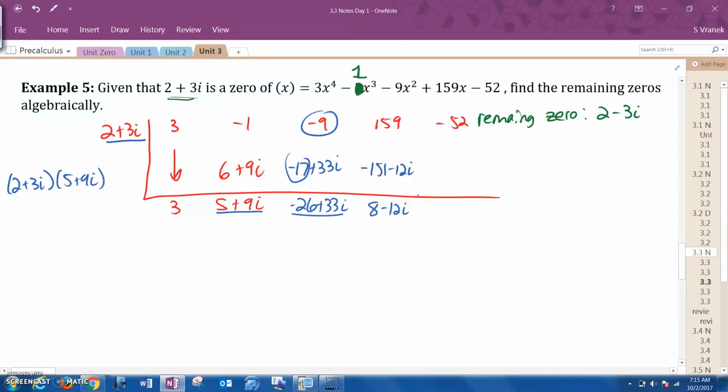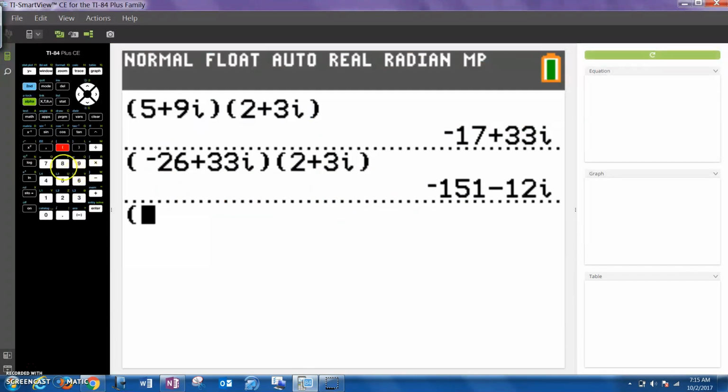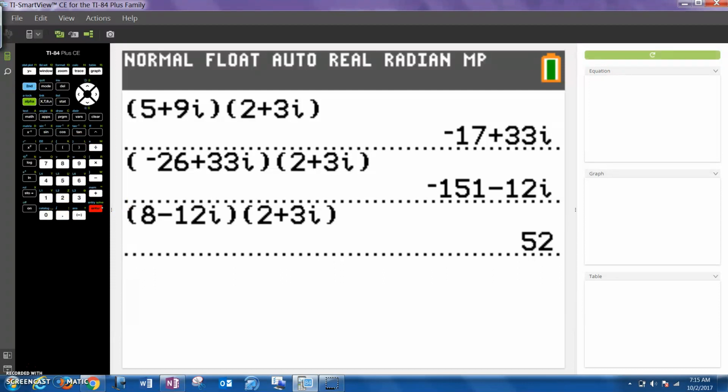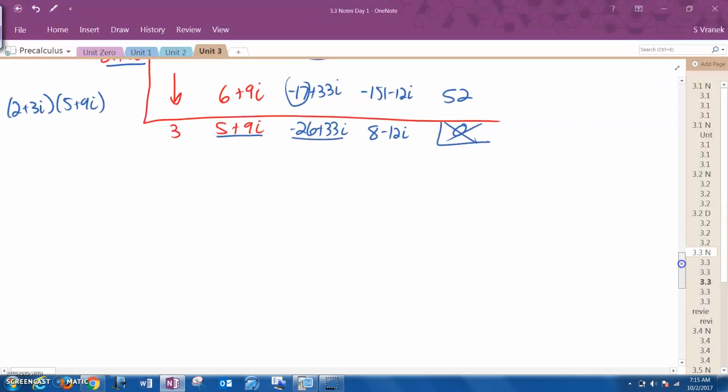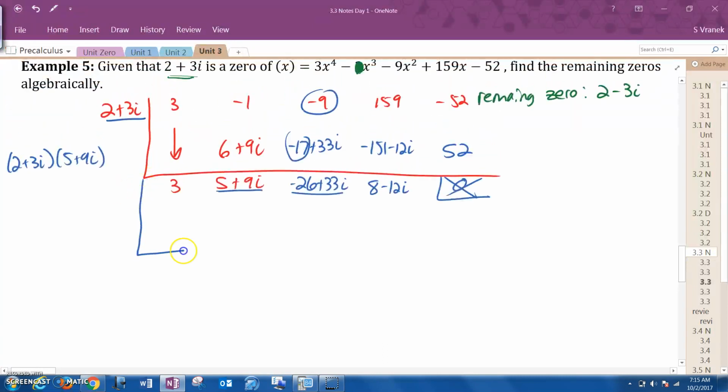And then we can do 8 minus 12i with the 2 plus 3i. So again, 8 minus 12 second decimal point, and then 2 plus 3, hopefully this gives us a negative 52. Good, it does. So we get 52, which is what we want because that's a negative 52 and we get 0. Okay. So that doesn't help. I mean, it helped us. We divided it once, but we need to divide again for it to keep going because right now it looks messy. So that's why you need to list the other zero, which we did. The other remaining zero is 2 minus 3i.